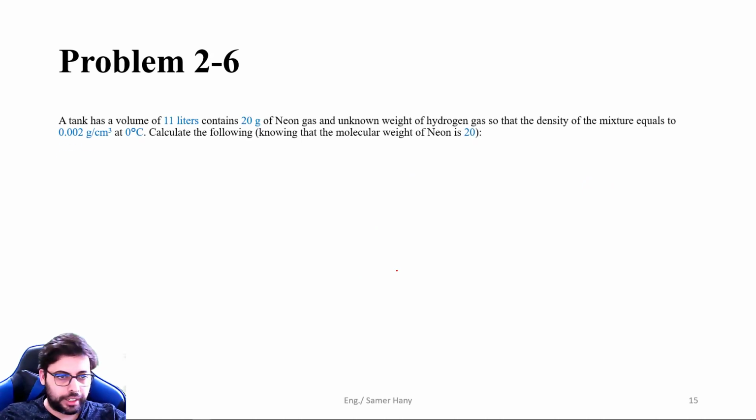The next problem: a tank has a volume of 11 liters, contains 20 grams of neon gas and an unknown weight of hydrogen. So this is the mass of neon, and this is the volume, and we don't know the mass of hydrogen. And the density of the total mixture is 0.02 grams per centimeter cubed at 0 degrees Celsius. So this is the temperature. Calculate the following, knowing the molecular weight of neon is 20, of course, grams per gram mole.